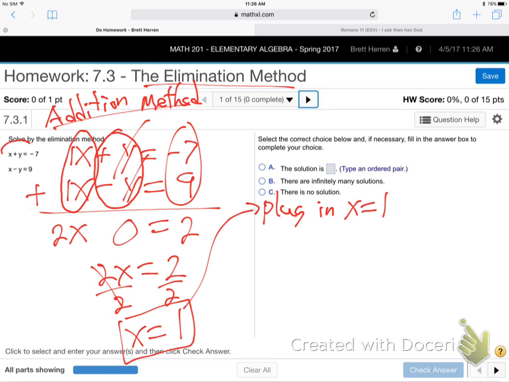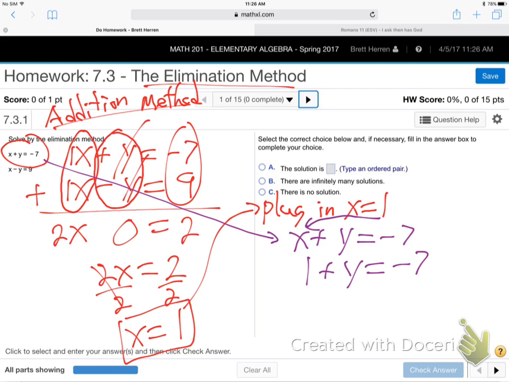Like I'll just grab that first equation and I'll just use it. So that's what? x plus y is minus 7. Put in that 1. 1 plus y is minus 7. Solve for y. How do I solve for y? Subtract the 1 from both sides. y equals negative 8.